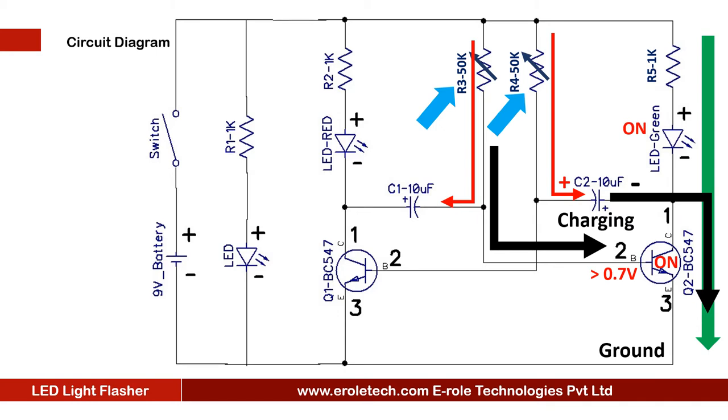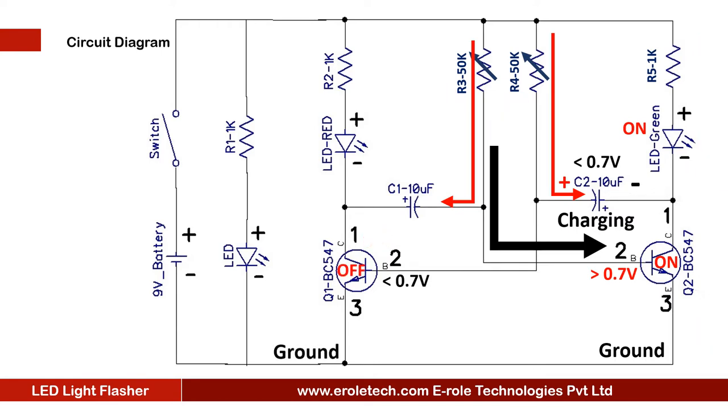In the beginning, capacitor will be fully discharged and try to suck all the available current to get fully charged. When it will draw the current, then voltage at C2 will suddenly drop below 0.7 volt. C2 is connected with the base terminal of transistor Q1, so Q1 will turn off. Red LED will remain off until the transistor Q1 turns on.